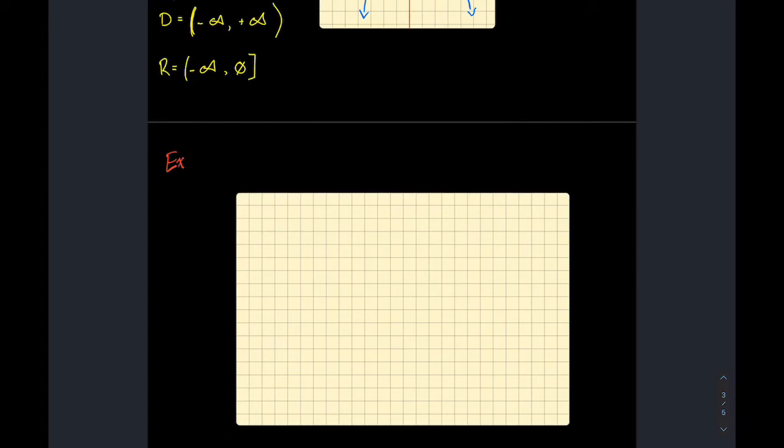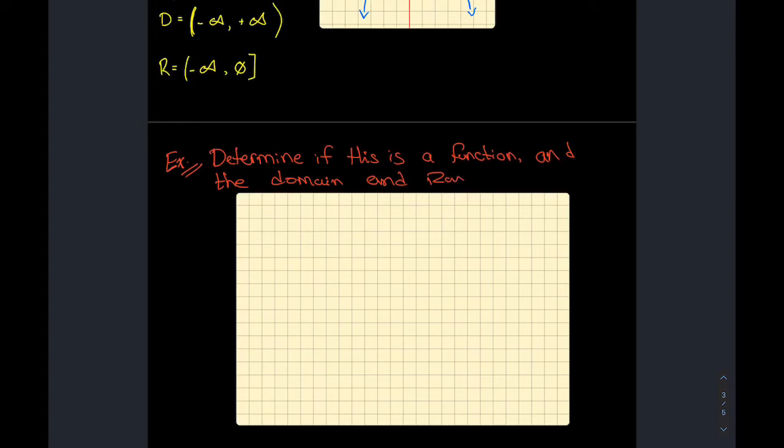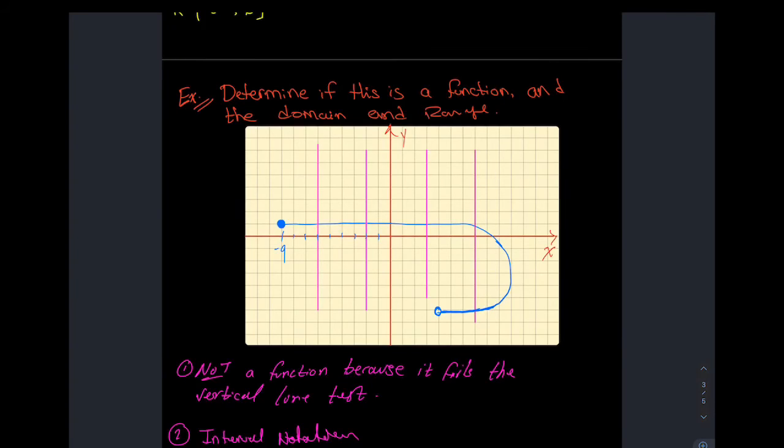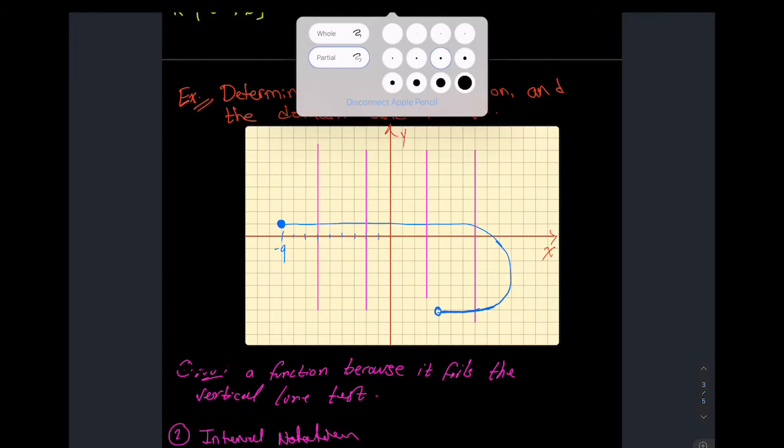So example. Determine if this is a function and the domain and range. Okay. So let's set up our grid here. I promise this last example will not take too long. Let's define this is our y-axis, this is our x-axis.